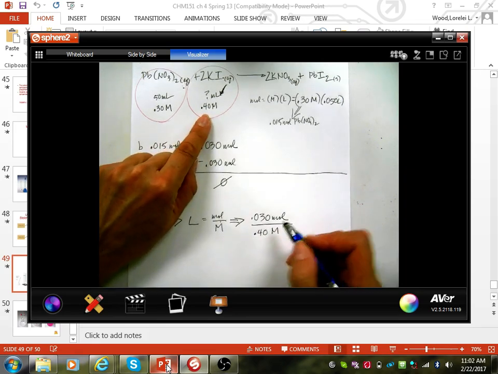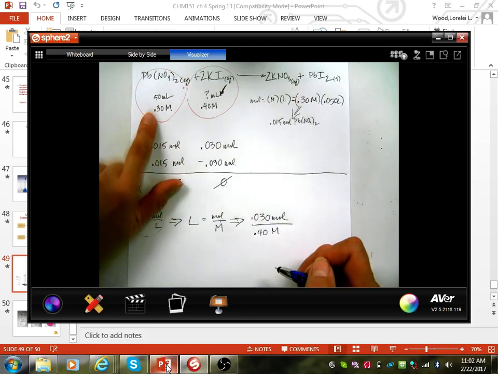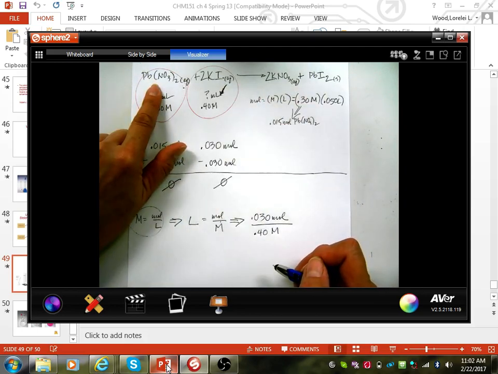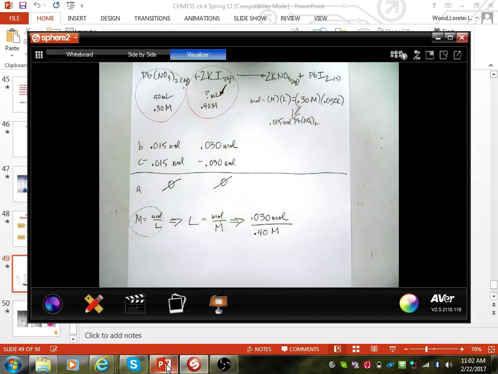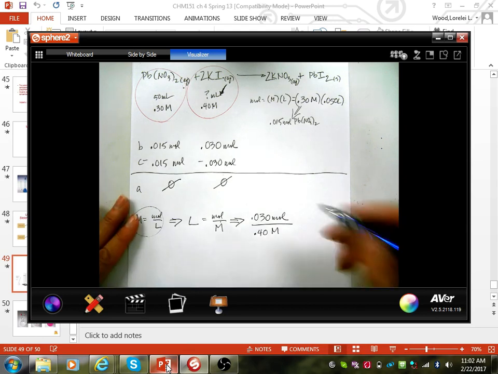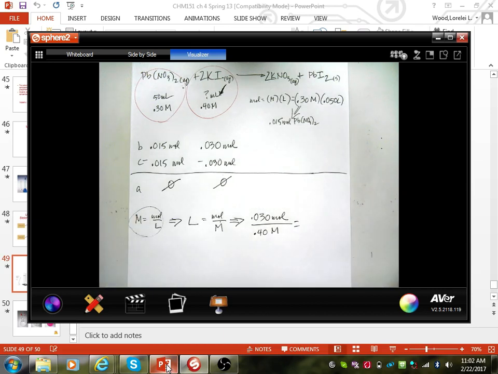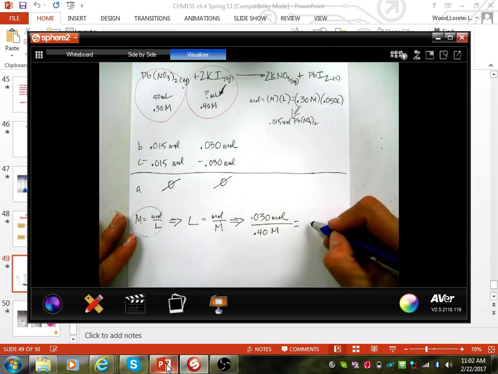Physics taught me to do this. You write the equation, you write the variables that pertain to that particular reagent in the equation, and it's sort of like drawing a picture in physics, right? I always have you draw pictures of the force this way and the force this way and the frictional force and which way they're going and all that stuff. That's always very helpful. All right, so what's 0.03 divided by 0.4?